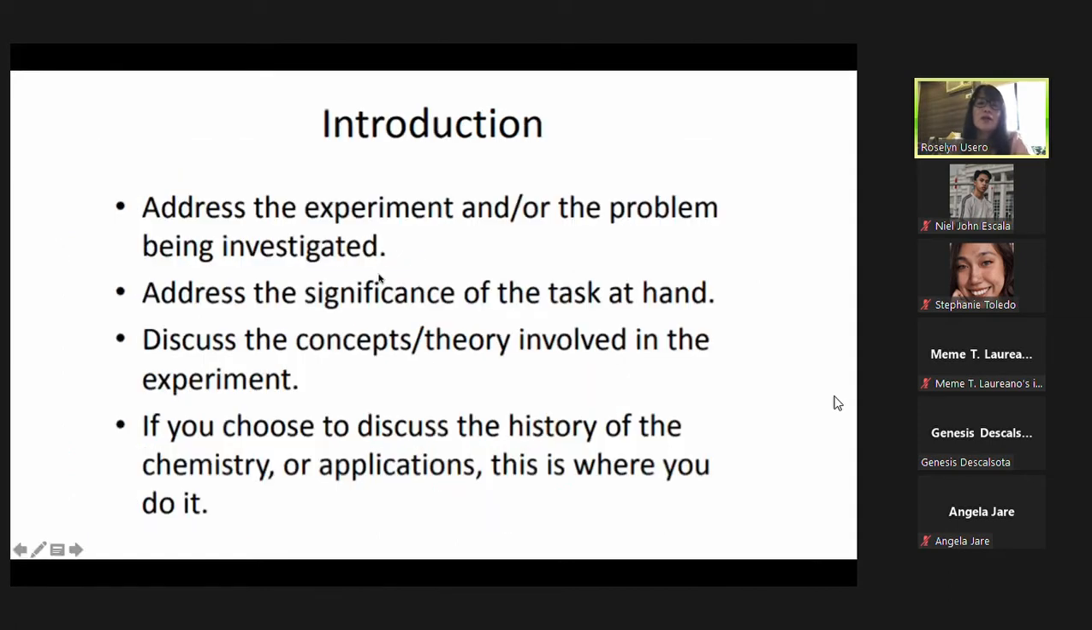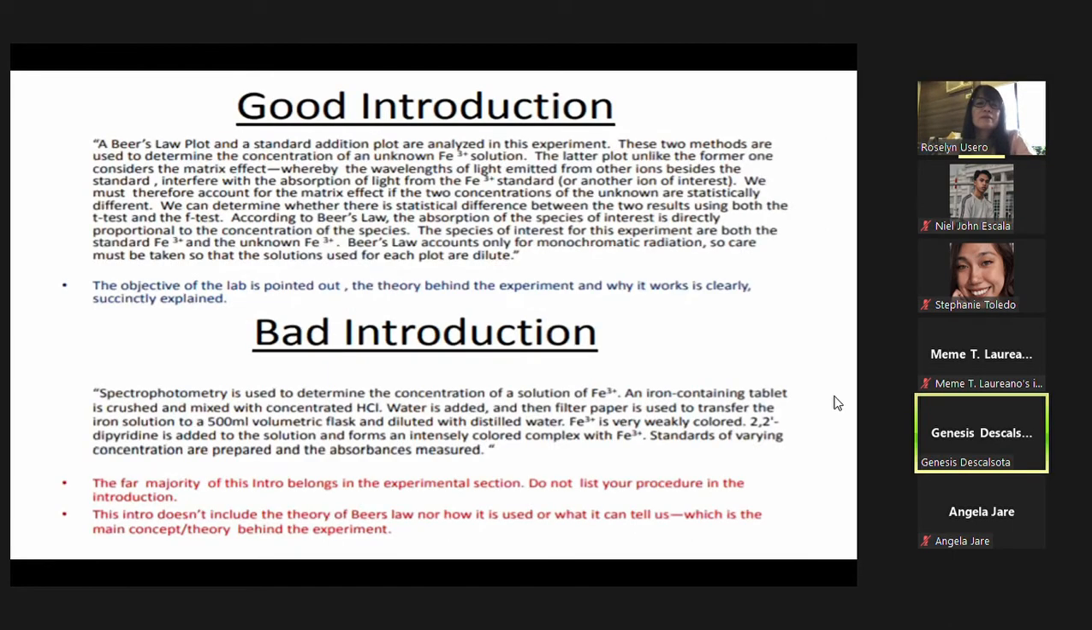Okay, introduction. Address the experiment or the problem being investigated. So, pwede ka mo din magbutan sa objectives. Address the significance of the task at hand. Discuss the concepts. So, you could also research on the concepts, the principles, the theory, on what the experiment is anchored in, involved in the experiment. So, dire ini sa introduction. If you choose to discuss the history of the chemistry applications, this is where you do it sa introduction. But it should also be like 3 paragraphs. Or 2.